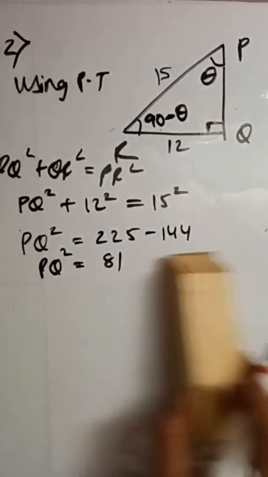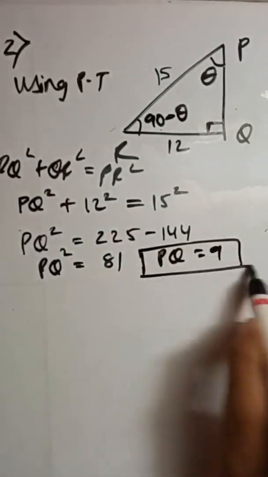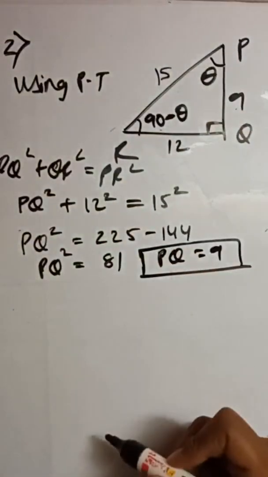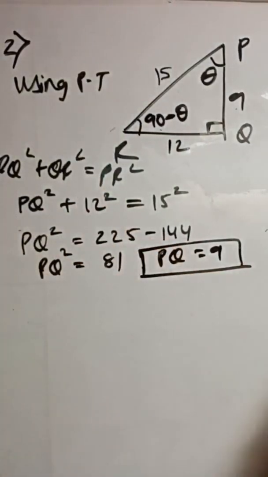So I got PQ square as 81. That means PQ will be 9. So I'll write here PQ as 9. Now I have all three sides. Okay. So you can copy this, pause the video and copy it.